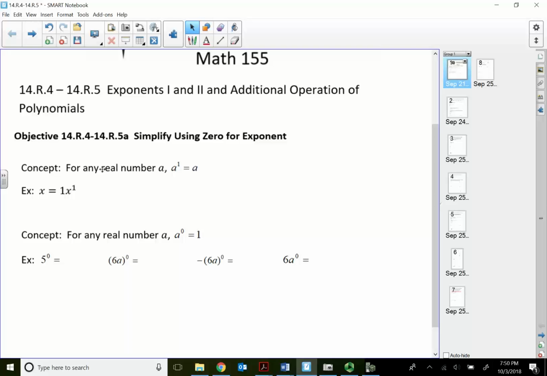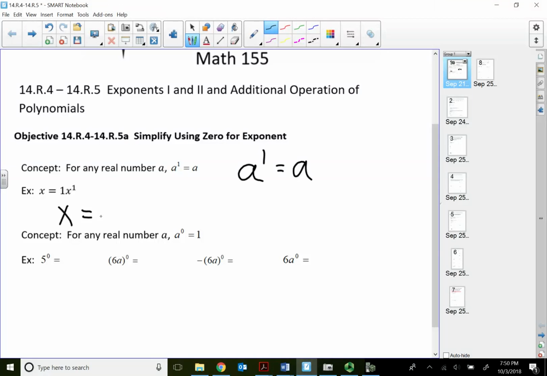The very first one is called using 1 for exponents, and then using 0 for exponents. For any real number a, a to the first power is equal to a. What that means is anything to the first power is always going to be itself. So if you ever see an x, that x is actually equal to x to the first power.